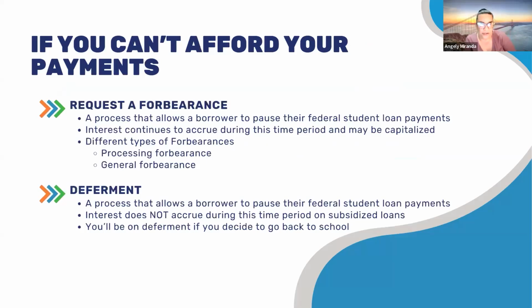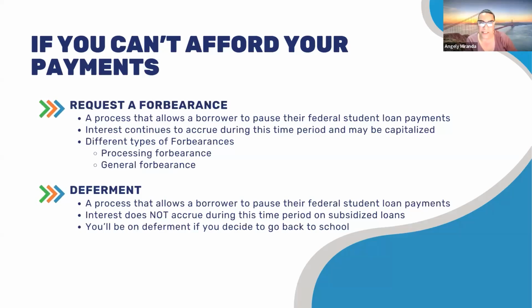So if you can't afford your payments, you want to request a forbearance. This is a process that allows a borrower to pause their federal student loan payments. The interest will continue to accrue during this time period, and it may be capitalized, meaning that it'll be added to the total amount that you owe at the end. And also know that there are different types of forbearances. So there's a processing forbearance, and this is something that you'll be put on when you're applying for an income-driven repayment plan. While they are processing your application, you will be put on a processing forbearance. You won't be required to make a payment.